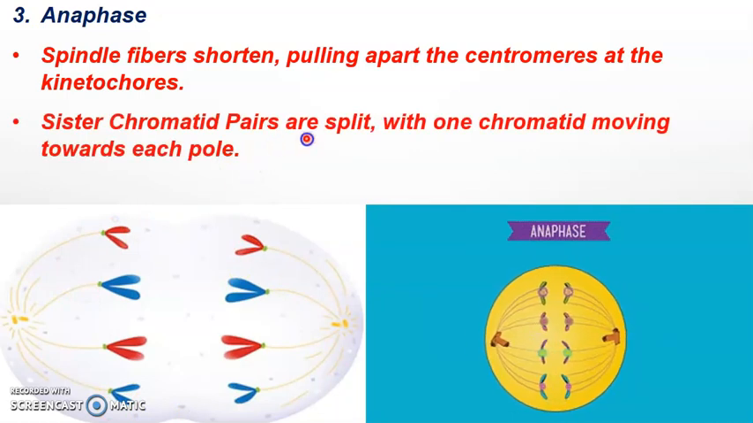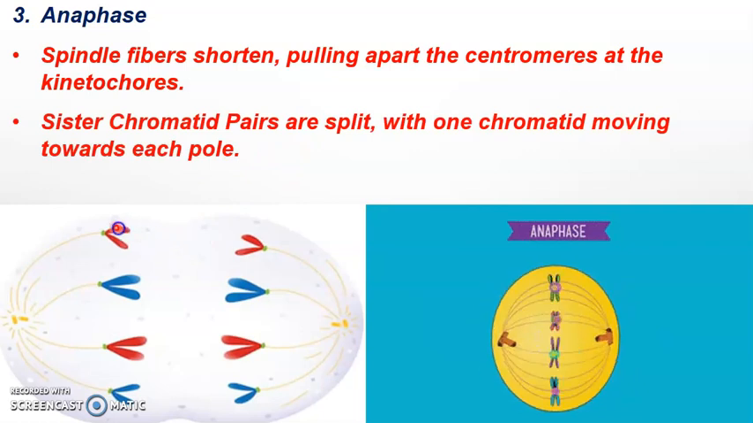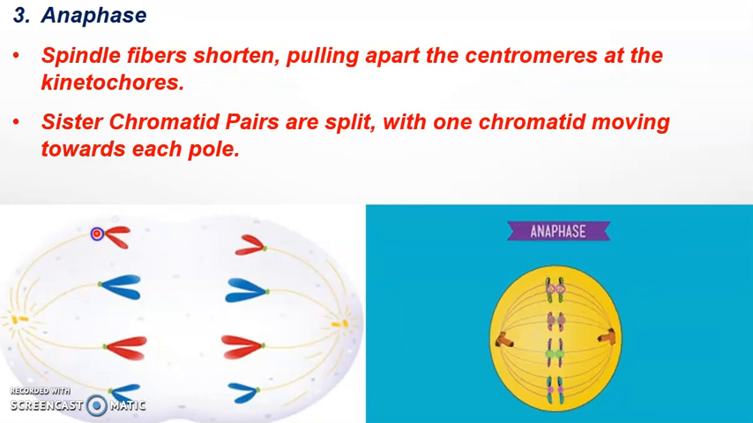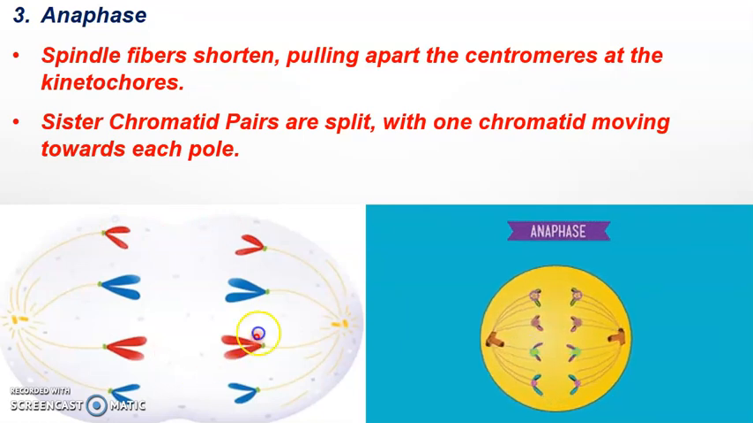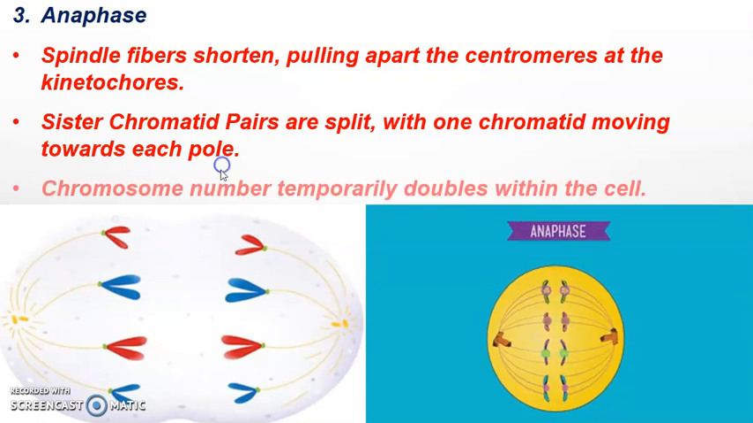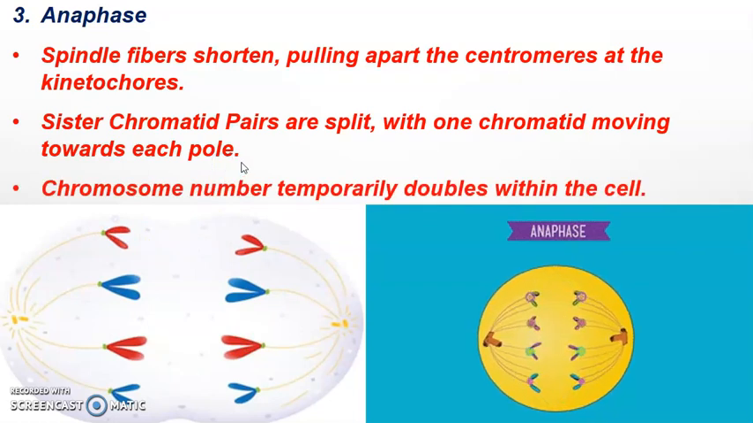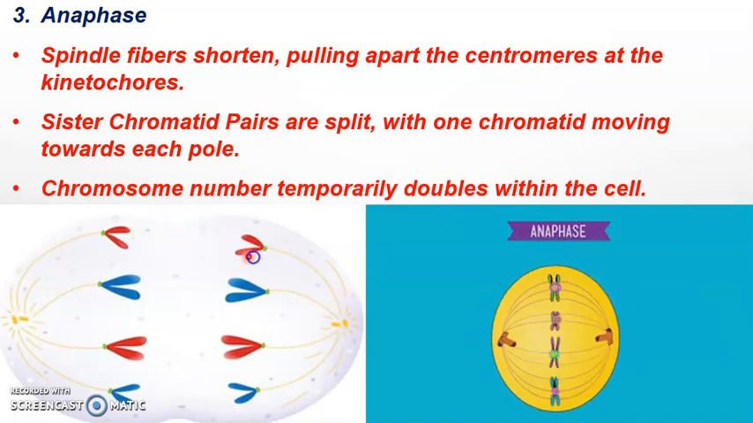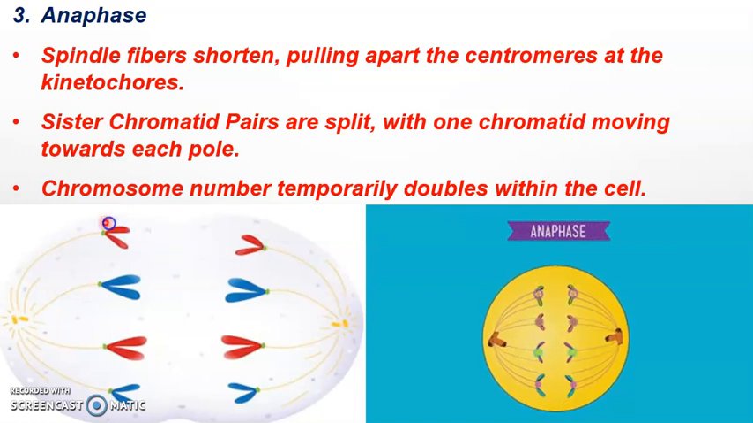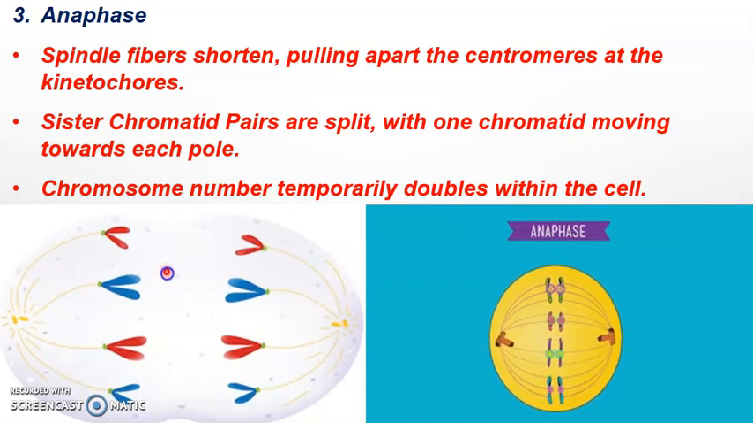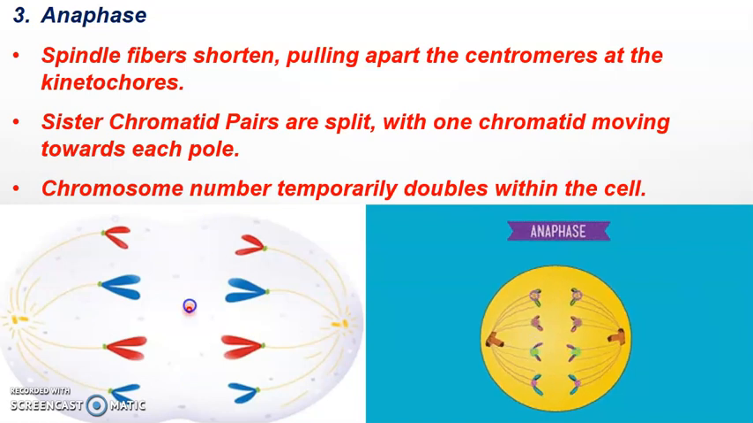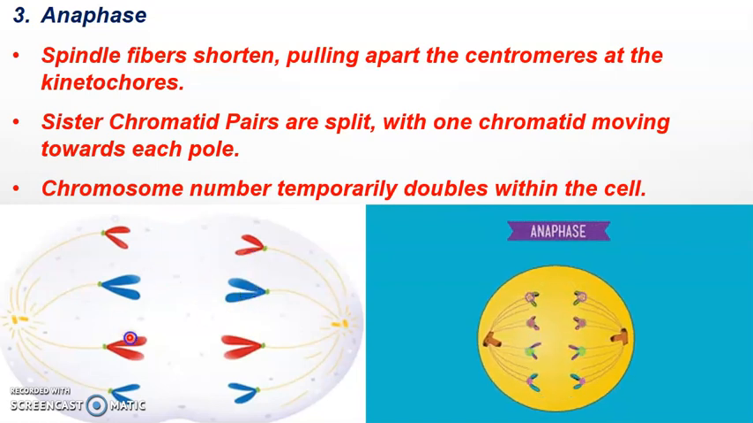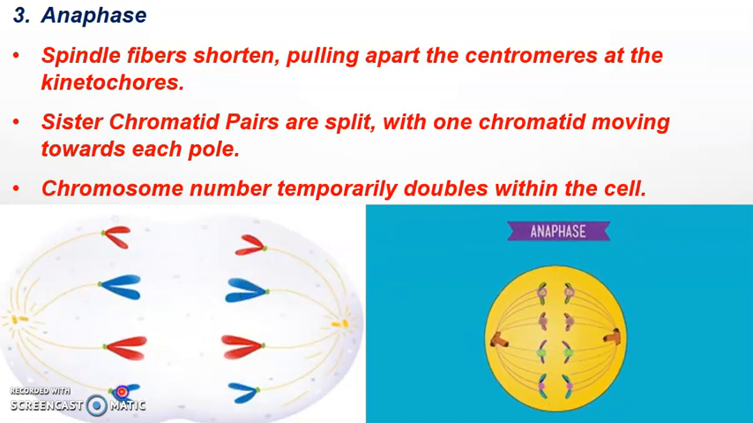All right, so sister chromatid pairs will split with one chromatid, or you could say one chromosome, moving in opposite directions of the cell. And since the sister chromatid pairs are splitting, your chromosome number is going to temporarily double due to the fact now that every chromosome or chromatid has its own centromere that I'm pointing to, like the little yellow parts at the end. All right, so if I originally had 4 X's in metaphase, I would have had 4 chromosomes. But now I have 1, 2, 3, 4, 5, 6, 7, 8 chromosomes.